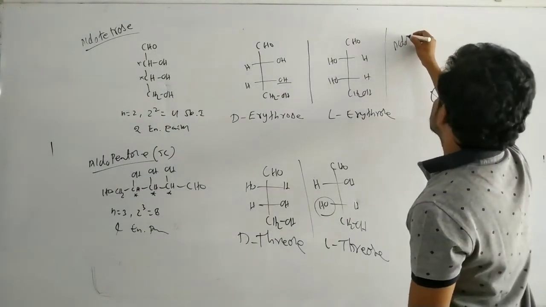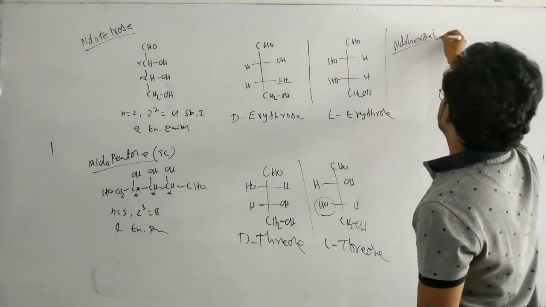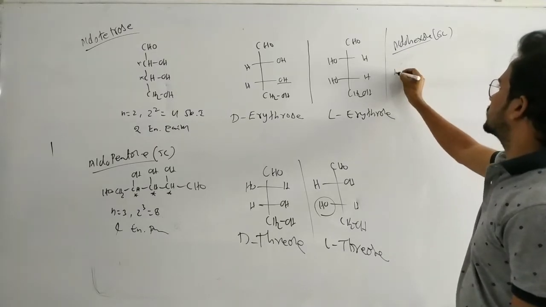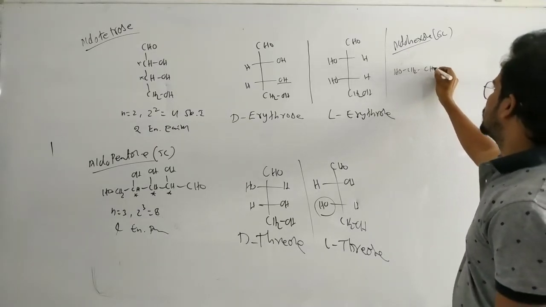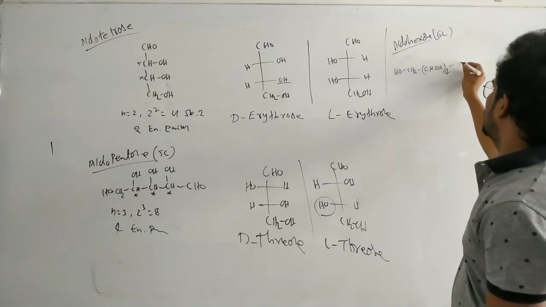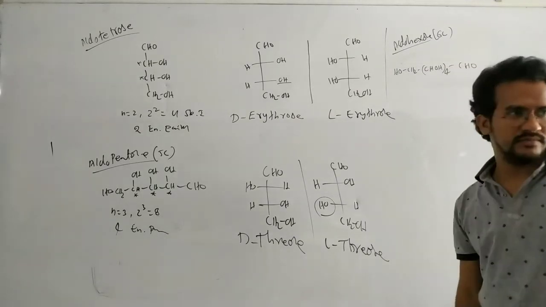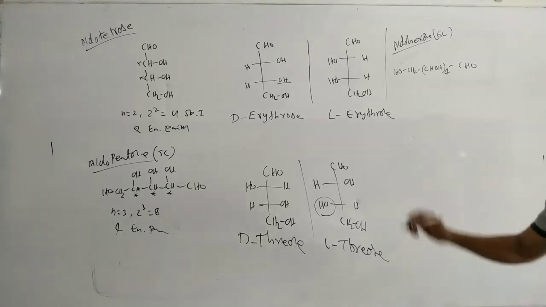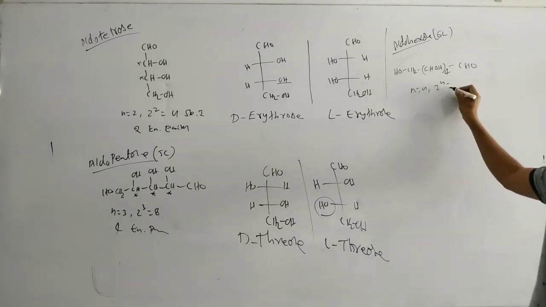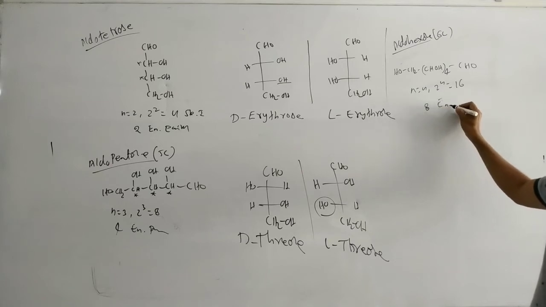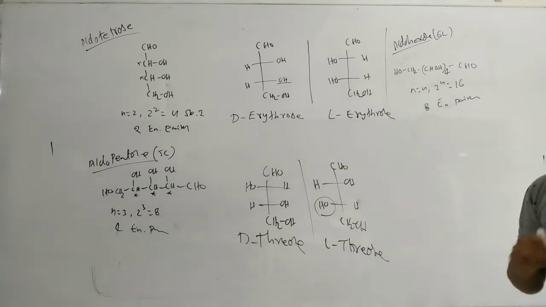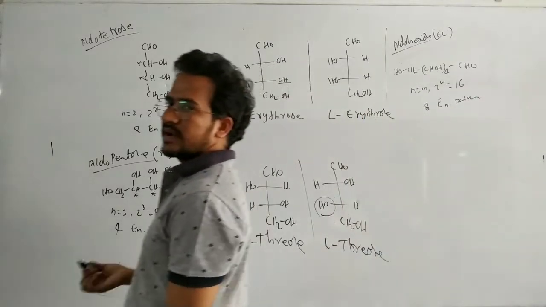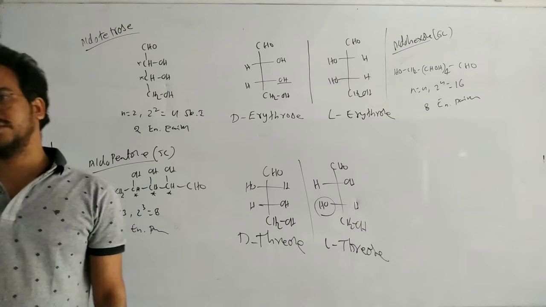Next, aldohexose, 6 carbons. You can write the structure: CH2OH, CHOH 4 times, and CHO, 6 carbons. n equals 4, so 2 to the power of 4 is 16. So 8 enantiomeric pairs among the 16 isomers. D-glucose and L-glucose are 2 isomers. D-mannose and L-mannose are 2 isomers. D-galactose and L-galactose are 2 isomers.